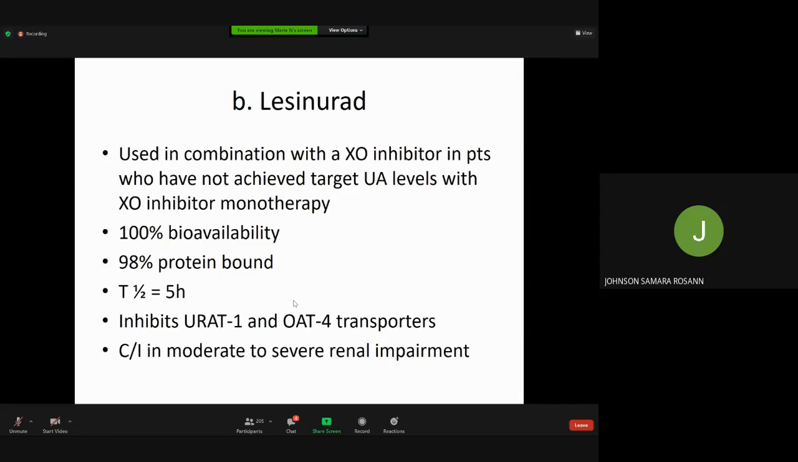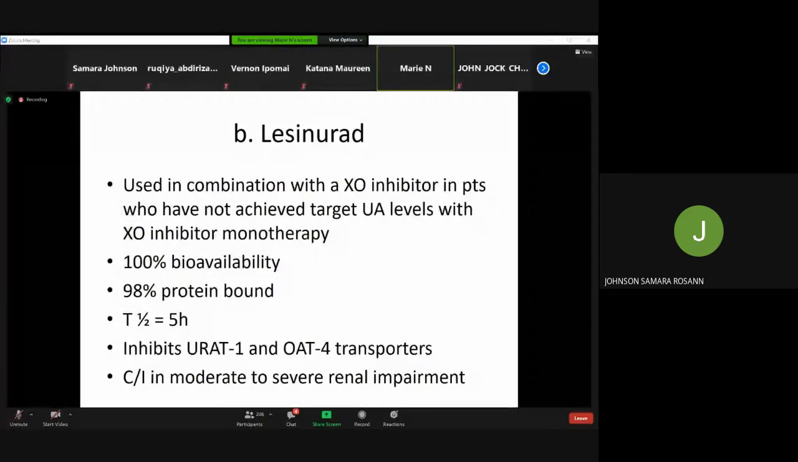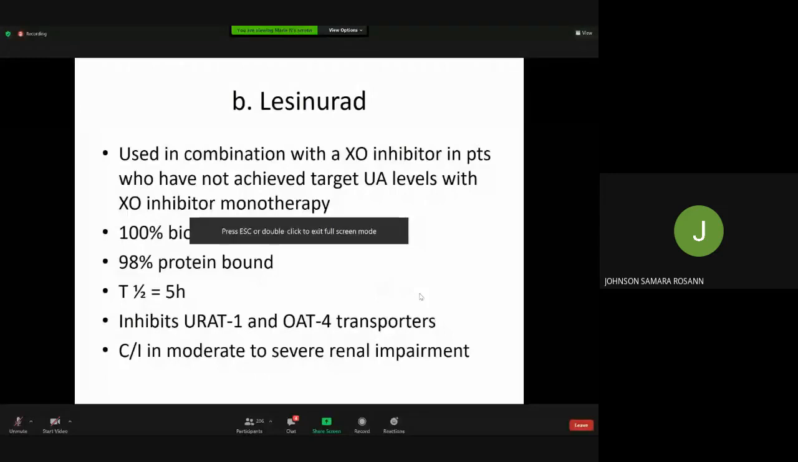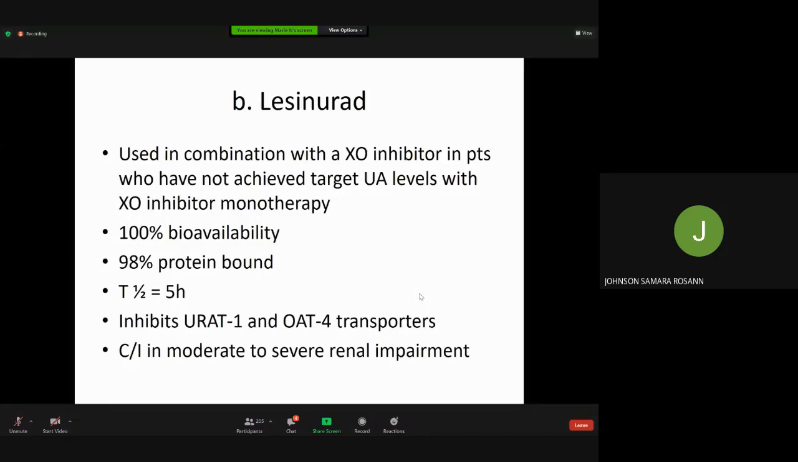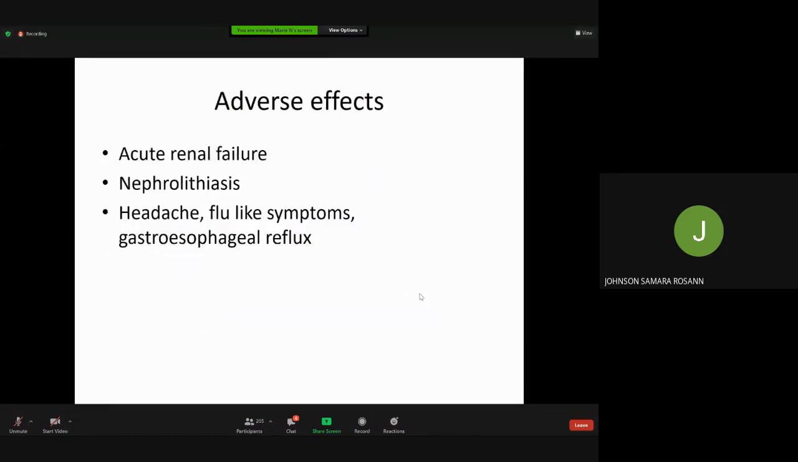Bioavailability of lesinurad is 100%. It is 98% protein bound. Half-life is 5 hours, and it inhibits both URAT1 and one of the other organic anion transporters known as OAT4. So it may actually be more efficacious than probenecid because it's inhibiting 2 transporters. It is contraindicated in moderate to severe renal impairment. So that is lesinurad. It may cause acute renal failure, may cause nephrolithiasis with uric acid stones, and other symptoms include flu-like symptoms and even gastroesophageal reflux.